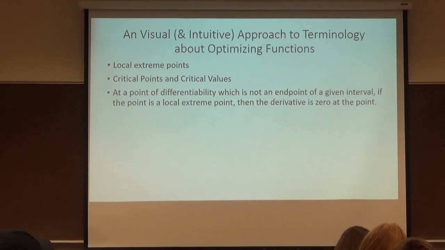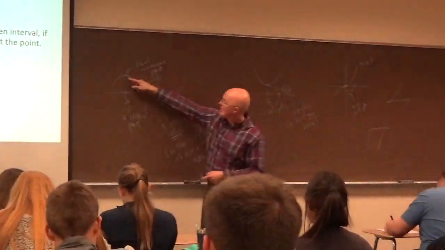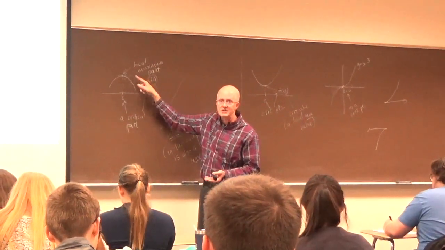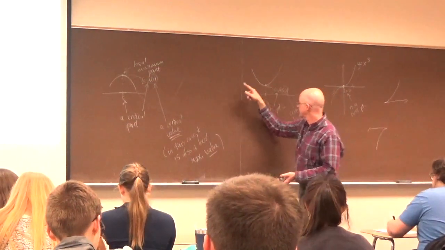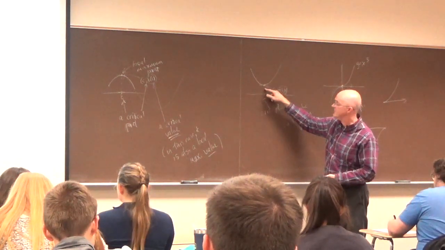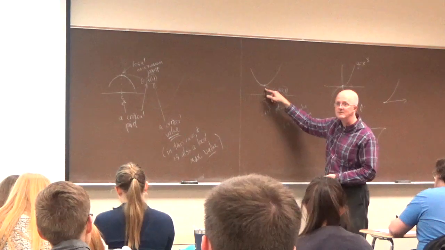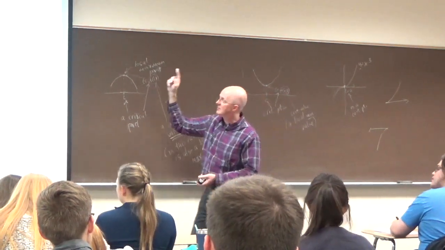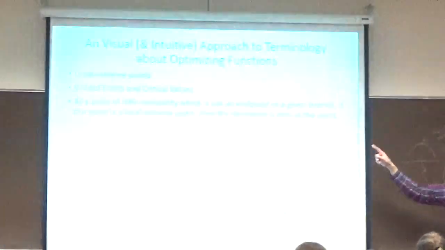Again, look at the pictures over here with the camera. That's a local max. It's a point of differentiability. The derivative is 0. The tangent is horizontal. This is a local min. It's also a differentiable function. Tangent line is going to be horizontal. So if, again, it's a local max or a local min, the derivative will be 0 there.